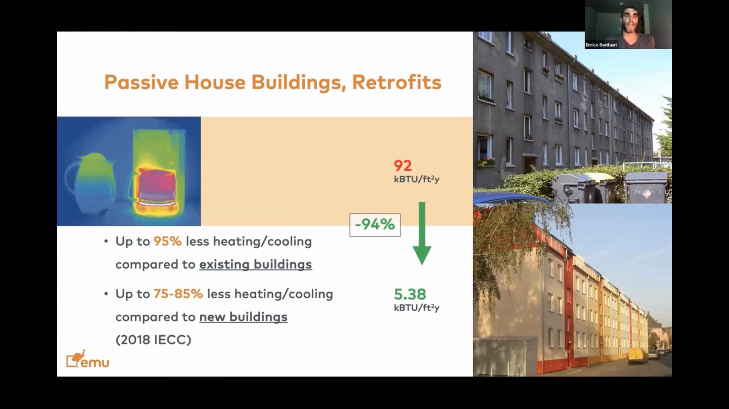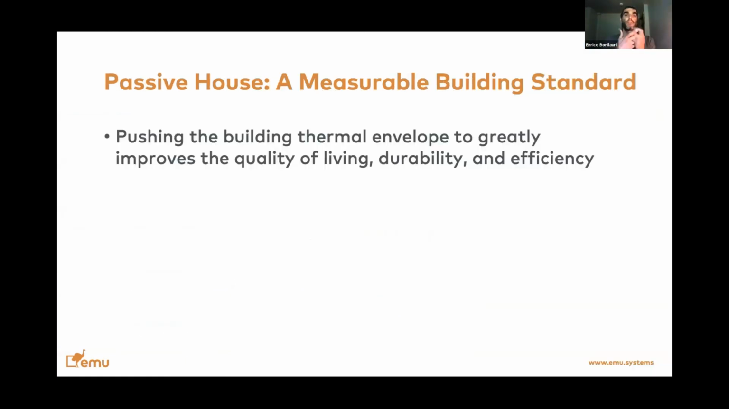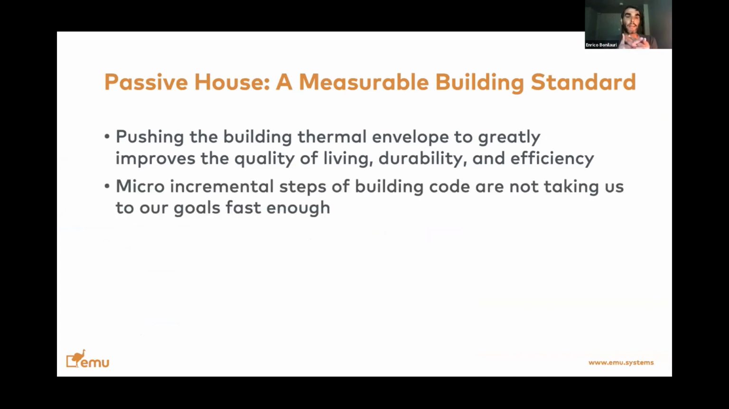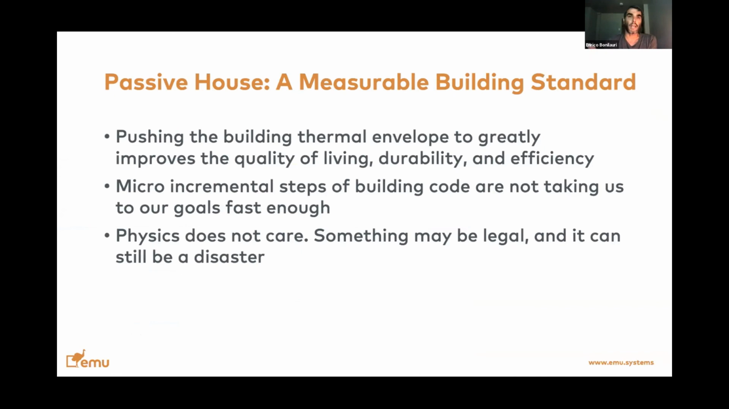So to recap, pushing the building envelope greatly improves the quality of living, durability, and efficiency of buildings. Micro incremental steps of building code are not taking us to our goals fast enough. We saw how little code has changed over the past 10 years, and that is not fast enough to get us anywhere. Physics does not care.